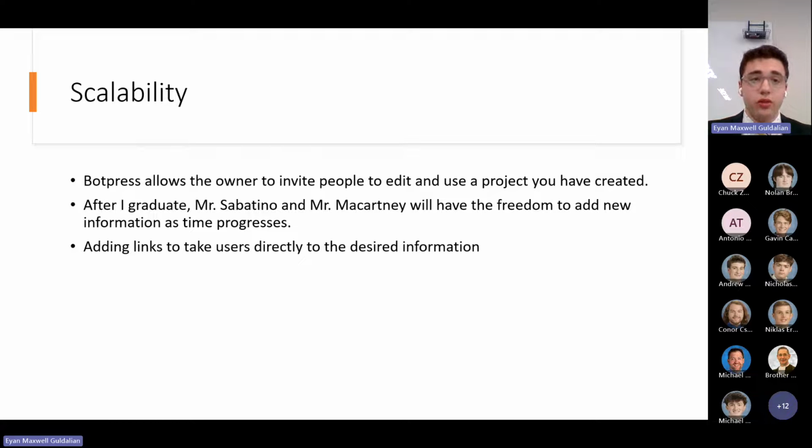Another thing that I want to do in the foreseeable future, which I did not get to due to time constraints, is adding links to take users directly to the desired information. I want to see how the current layout goes, and if there's too many complaints and people still can't find their information, then we will implement this into the chatbot.